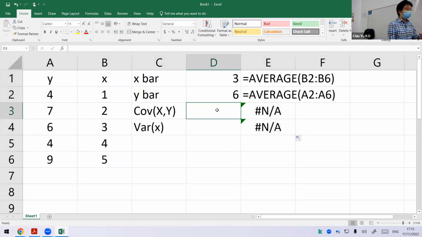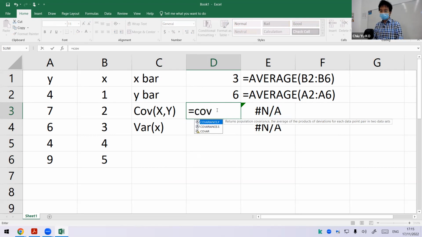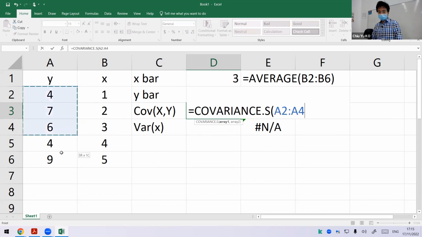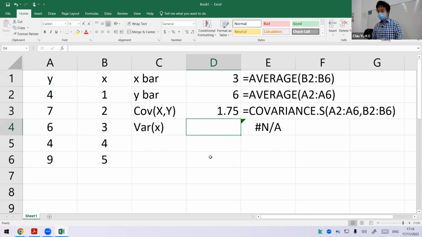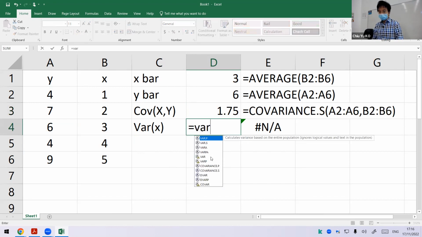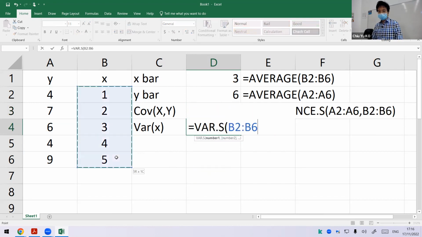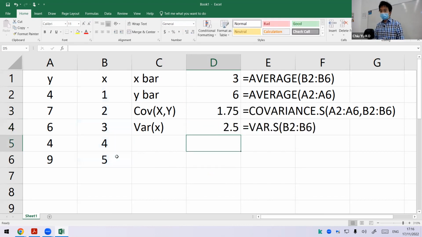You may want to ask whether I want to use the population version or the sample version. It doesn't really matter, as long as you do it consistently. So let me use the sample version: covariance S, covariance of Y and X. And I can have the variance of X. Okay, so I have all the information I want, so I can have B and A.